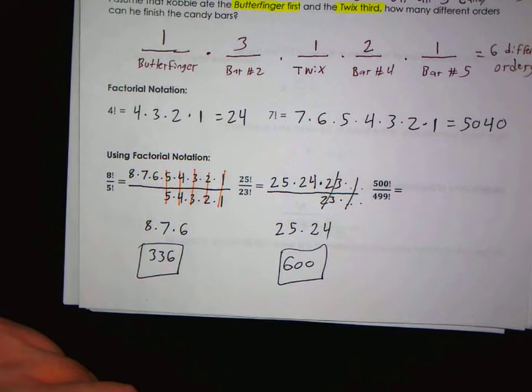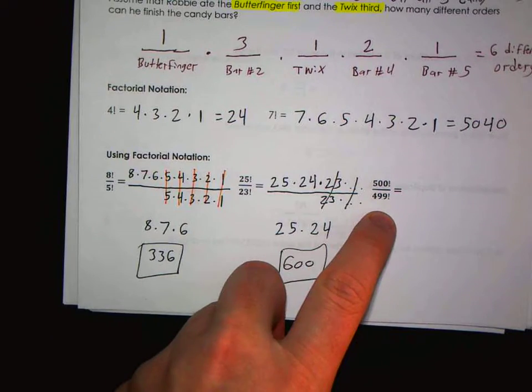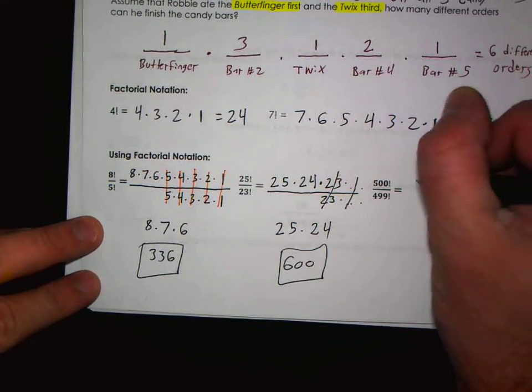What about the next one? 500 times 499 times 498. Now, I'm not counting all the way down from 500. And then the next one, 499 times 498 times 490. What would be left? Yeah, just 500.